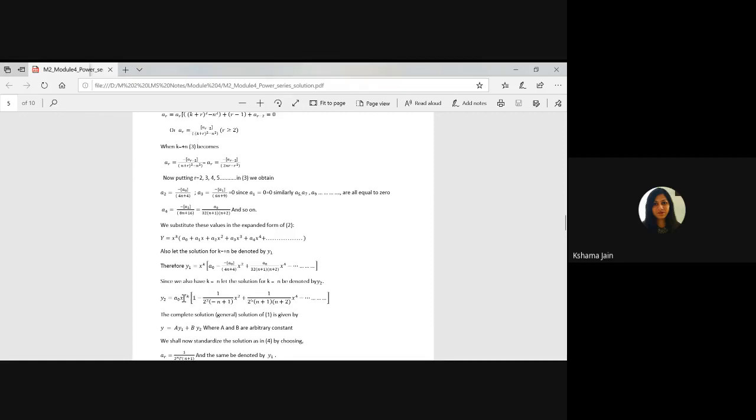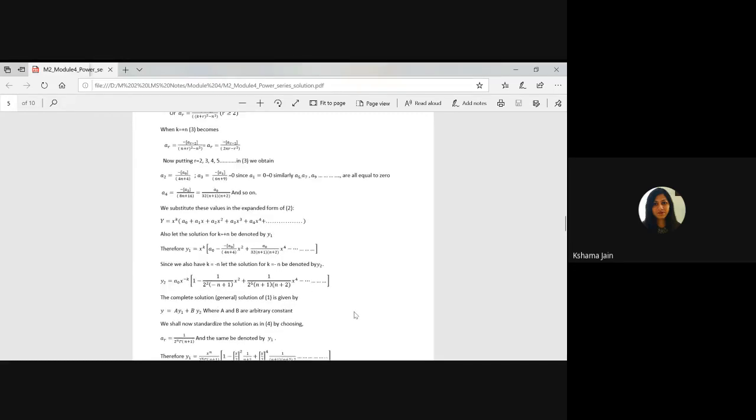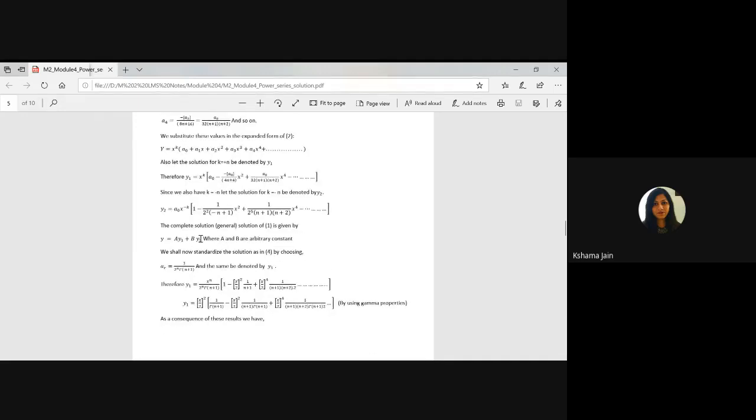But here, we assumed x equals k plus r earlier, but here we are assuming k equal to minus n. So what will be the difference? In place of k, we will write minus n. And we will put the values of a0, a1, a2, a3, and so on. The complete solution will be a y1 plus b y2. y1 is one series, y2 is another series. The solution will be the addition of both series. It is the solution of our Bessel's differential equation.